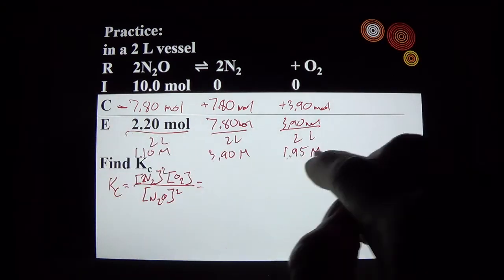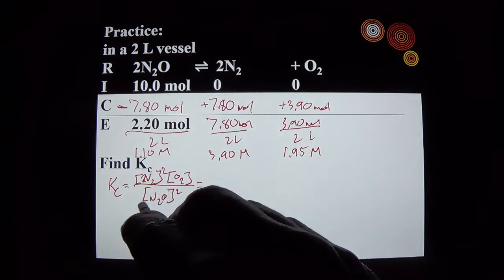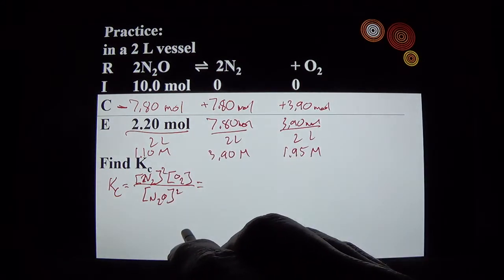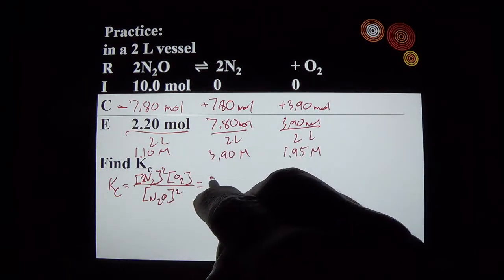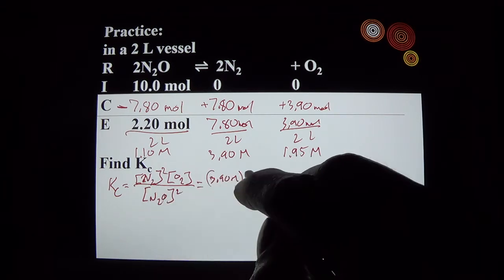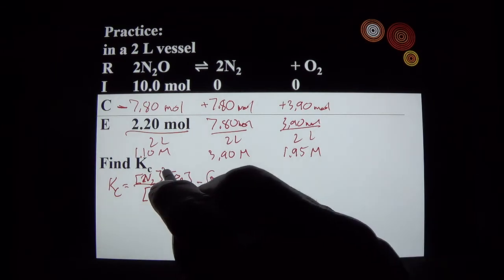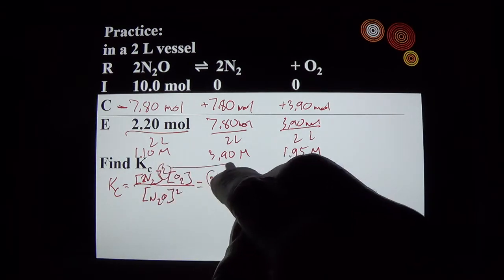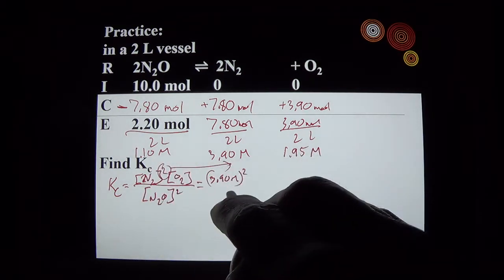My equilibrium number in molarity, that's what those square brackets mean, molarity, you must be filling them in with molarities. I have 3.90 molarity of N2, and that's still going to be squared. Don't forget, that's one of the most common mistakes. Students forget the square. They forget to carry it over, so don't forget that.